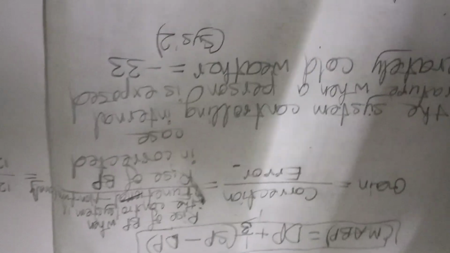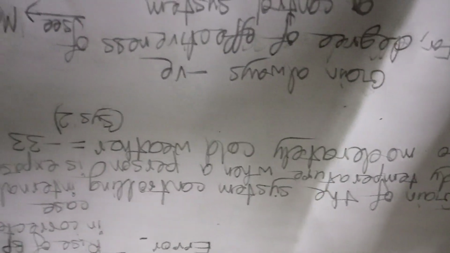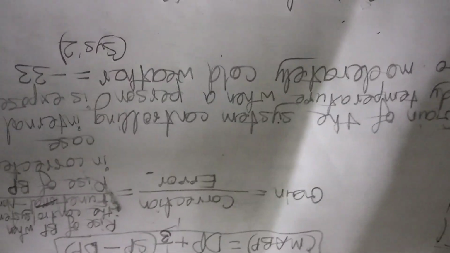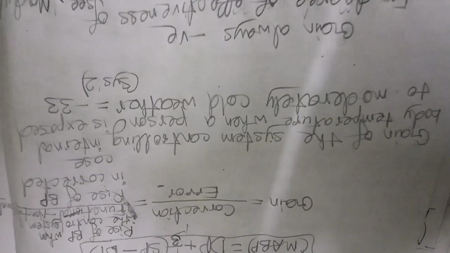Now, the gain of the system controlling internal body temperature when a person is exposed to moderately cold weather is minus 33. Suppose this is system 2, and the previous one, the baroreceptor pressure control system, was system 1.